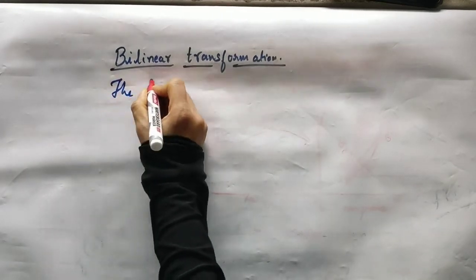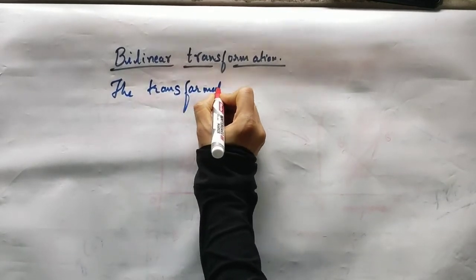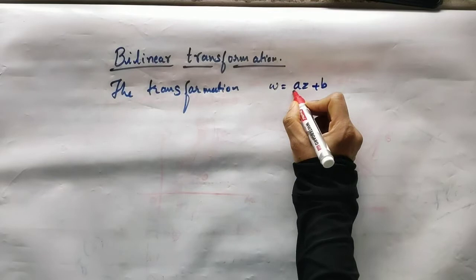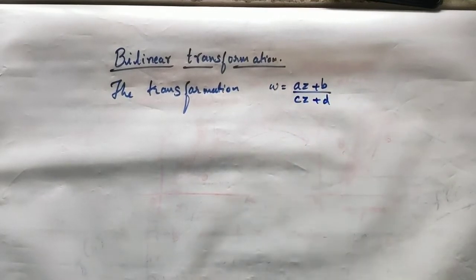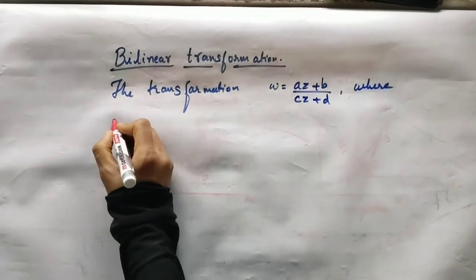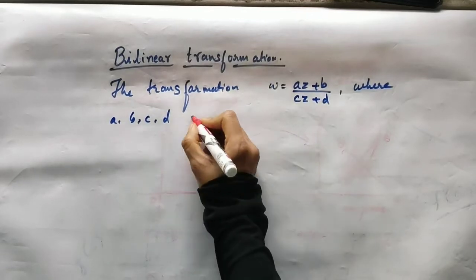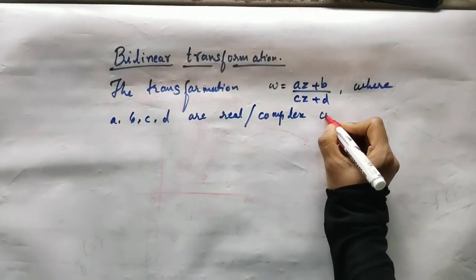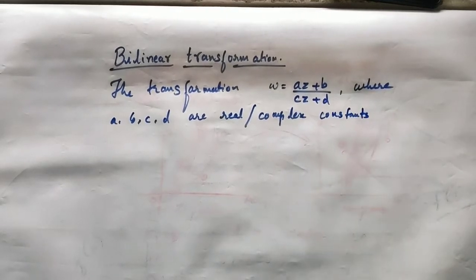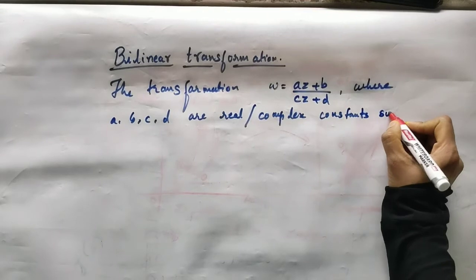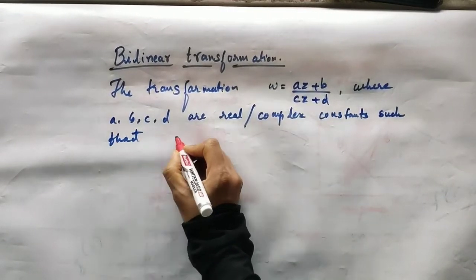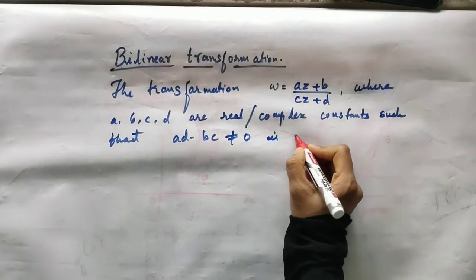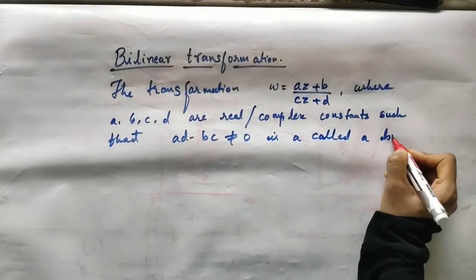The transformation W is equal to A into Z plus B divided by C into Z plus D, where A, B, C, D are real or complex constants such that AD minus BC should not be equal to 0, is called a bilinear transformation.